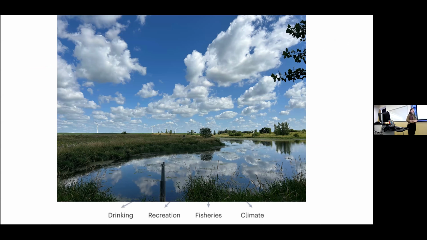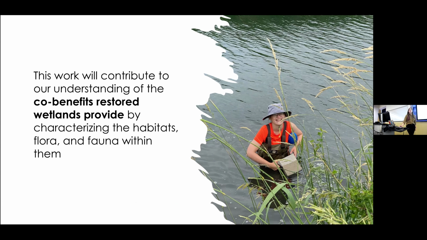Well, wetlands contribute to cleaner drinking water. They can be used for recreation, fisheries, and they contribute to carbon cycling. So we need to understand what else is happening in this wetland beyond just, is it capturing nutrients? And we can do that by characterizing the habitats, the flora and fauna within them.